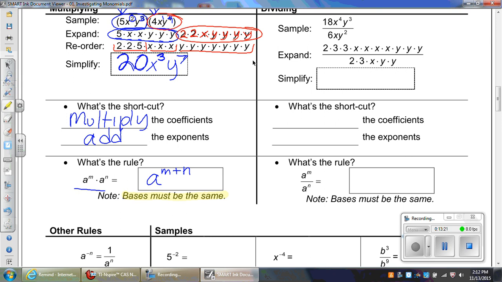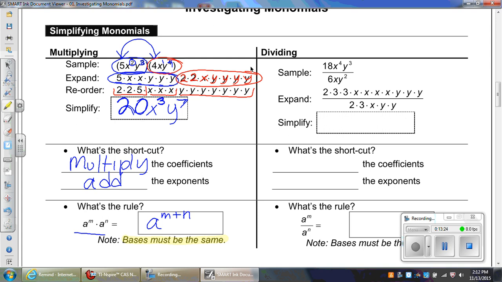Now let's look at dividing. And again, we're going to expand. So first of all, we have 18 x to the 4th, y to the 3rd. What you guys see here is the prime factorization of 18. So that is 2 times 3 times 3. X to the 4th, we have 4 x's here. And y to the 3rd, we have 3 y's here. Now for the denominator, we have 6. The prime factorization is 2 times 3. We have 1x, and we have 2 y's.